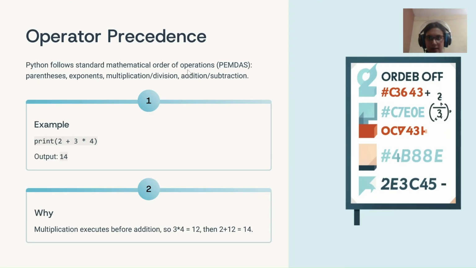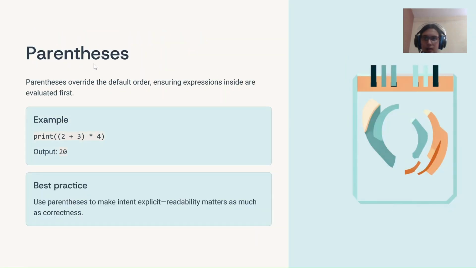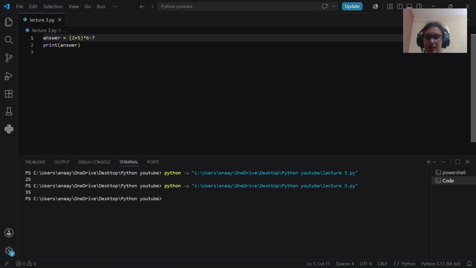Python follows the standard mathematical order of operations PEDMAS: parentheses, exponents, multiplication, division, addition, subtraction. We already did an example. If you want to, you can try this. So yes, we move on to parentheses. Parentheses override the default order, ensuring expressions inside are evaluated first. That is basically what we did here, right? We were getting 25 because it was ignoring the order, but if we wanted to follow the order, we can just put this thing inside the parenthesis and it will be executed first. 2 plus 5 was executed first.